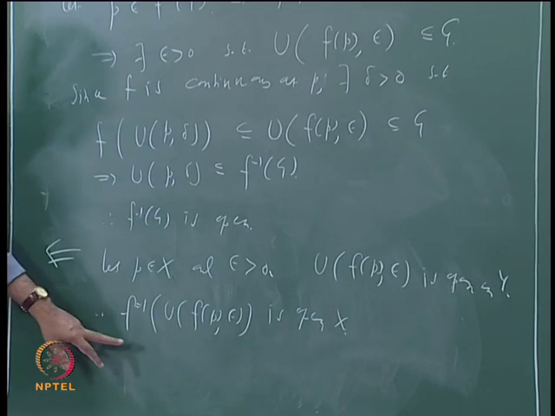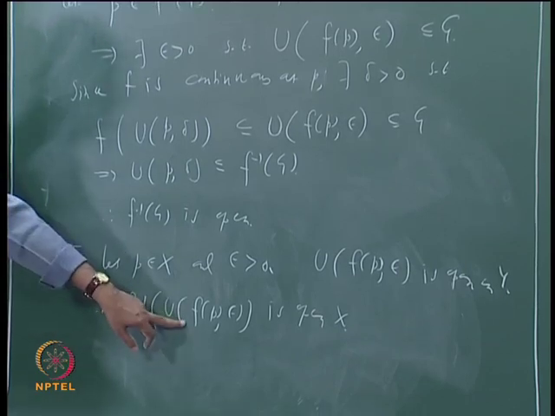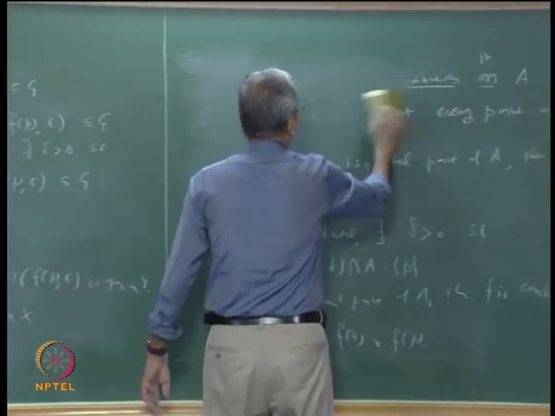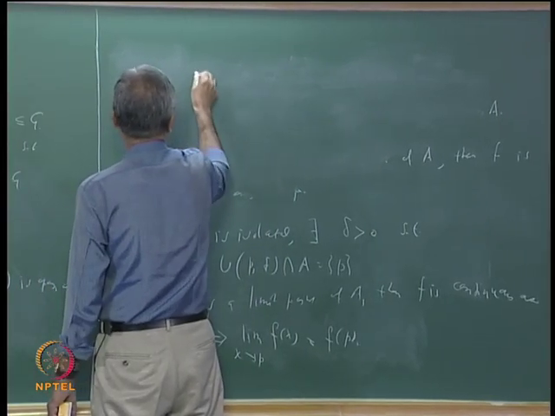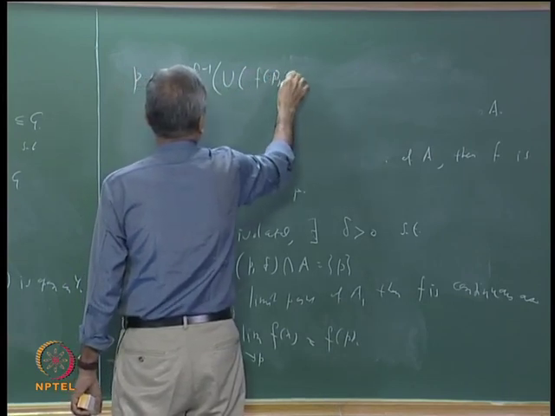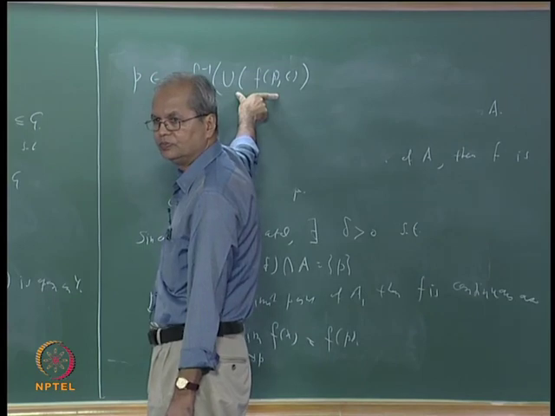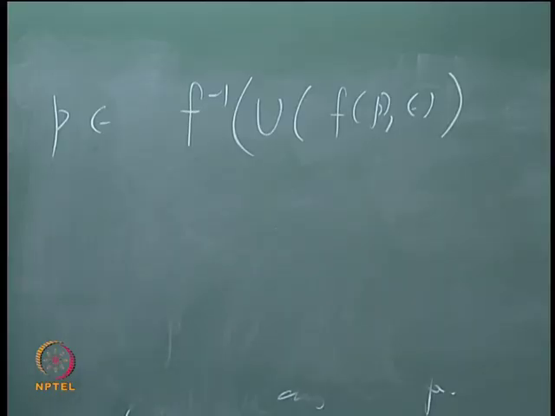Now, does p belong to this set? It does, because f of p is in this ball, so p belongs to f inverse of U(f(p), epsilon). Remember, whenever you say p belongs to f inverse of any set, it simply means that f(p) belongs to that set. And what is that set? It is nothing but the open ball with center at f(p). So obviously f(p) belongs to that.